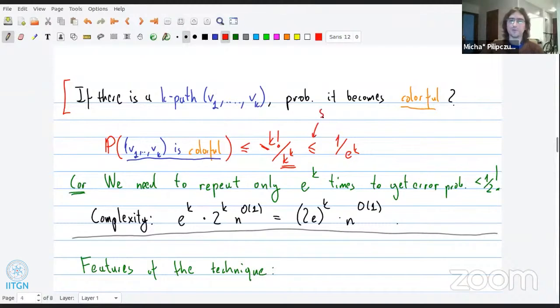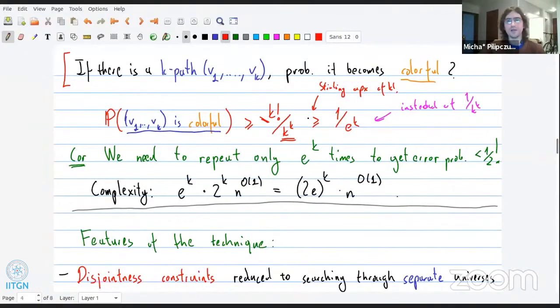So if you now apply Stirling's approximation of the factorial, you get that this is bounded by 1 over e to the k. So now instead of 1 over k to the power k probability, we've got a much better probability of finding a colorful k-path. Sorry, this should actually be the other way around. I hope that this inequality is in this direction. It is definitely in this direction up to a polynomial factor. Good. So we now have a much better probability that the k-path is actually colorful.